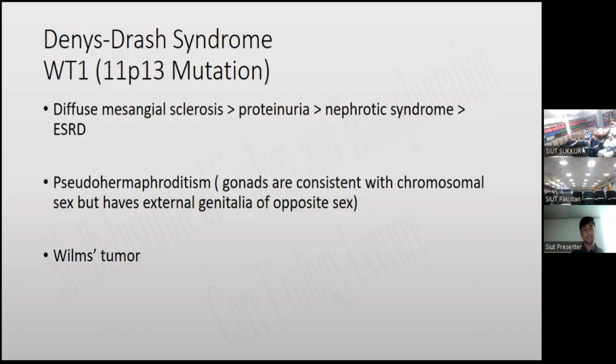The next syndrome is Denys-Drash syndrome. It is also associated with the loss of WT1, and it is associated with diffuse mesangial sclerosis leading to nephrotic syndrome, and pseudohermaphroditism. In pseudohermaphroditism, the gonads are consistent with the chromosomal sex, but the patient has external genitalia of the opposite sex. And the third thing is Wilms Tumour. So the three features of Denys-Drash are nephropathy, pseudohermaphroditism, and Wilms Tumour.